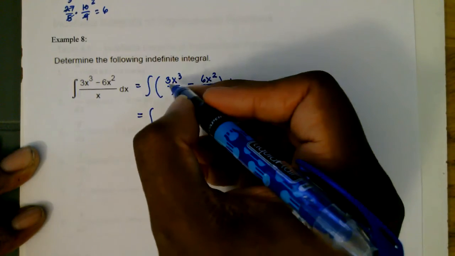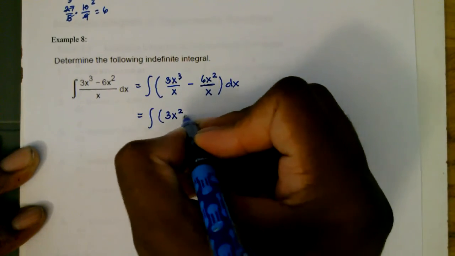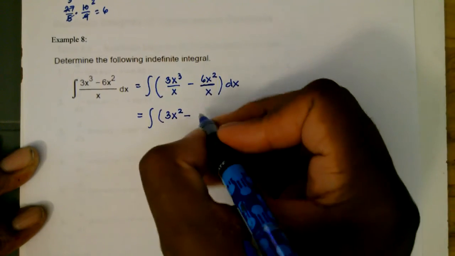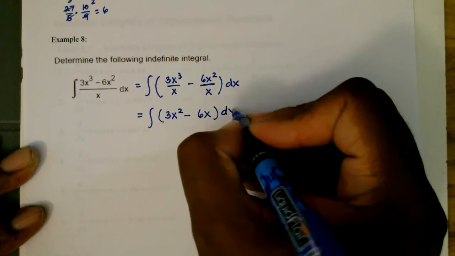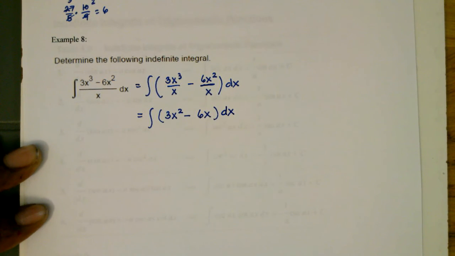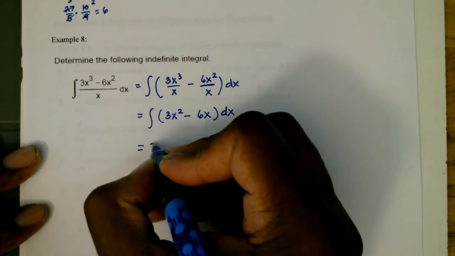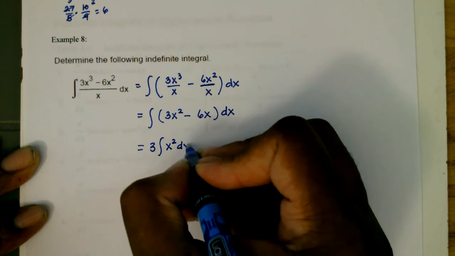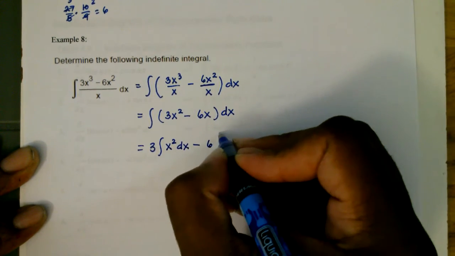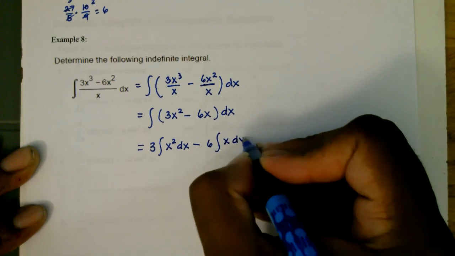So I have the integral of 3x cubed divided by x will be 3x squared minus 6x squared divided by x. That'll be 6x dx. And then I'm going to use a combination of the constant multiple rule and the sum rule here. Pull the 3 out in front. That'll be multiplied by the integral of x squared dx minus, pull the 6 out in front of that integral, be 6 times the integral of x dx.